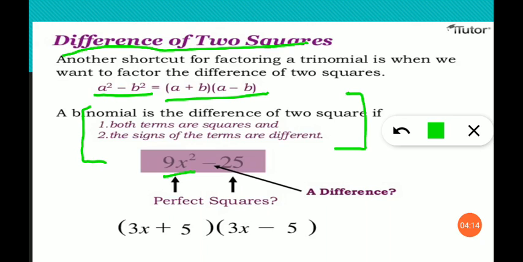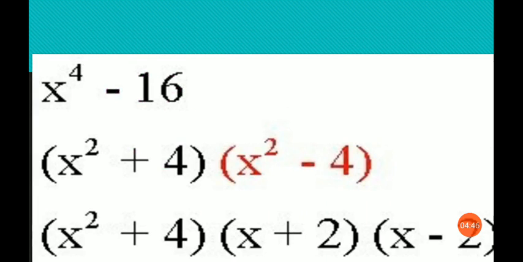So here, 9x square minus 25. 9x square is a perfect square and 25 is also a perfect square. Now there is a sign of difference between them, hence we can apply the formula a square minus b square, and we will get 3x plus 5 and 3x minus 5 as the factors of 9x square minus 25. Got it? One more example.